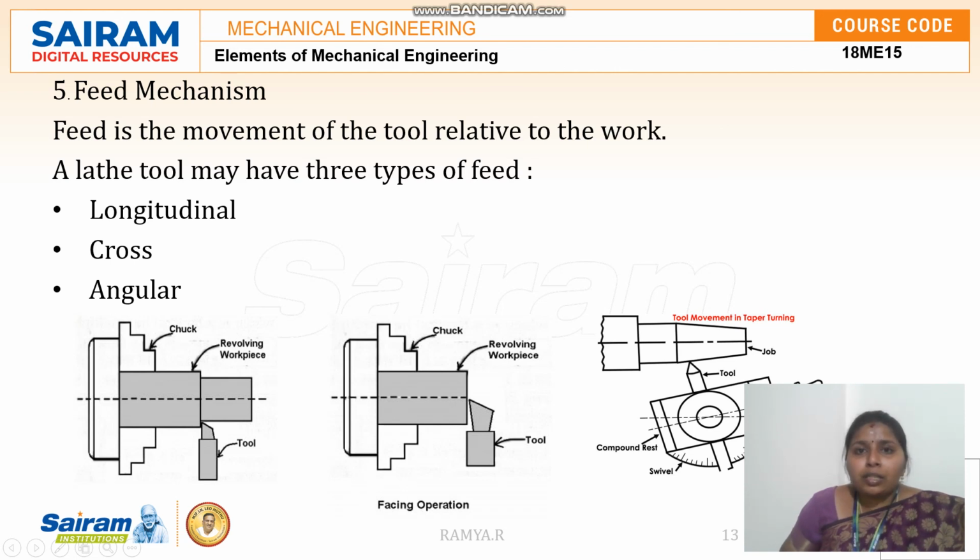The second one is cross, where the surface of the workpiece is reduced. And the third one is angular, meaning reducing the workpiece at some particular angle. The compound rest and the tool will be turned according to the angle. So these are the feed mechanisms. This is about the parts of the lathe and how the tool is moved in the lathe.